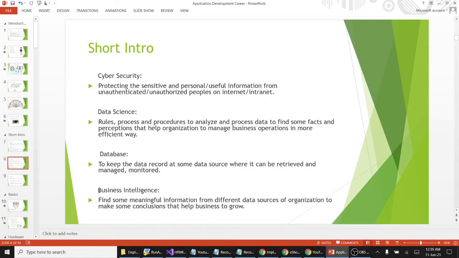The next field is business intelligence. When you have a huge amount of data and you need to find meaningful information from different data sources, organizations use it to reach conclusions on the basis of the data that help their business grow. Either it is user feedback about products, some historical events, or some accidents that have an impact on the business, for risk reduction we analyze the data. There are a lot of scenarios.